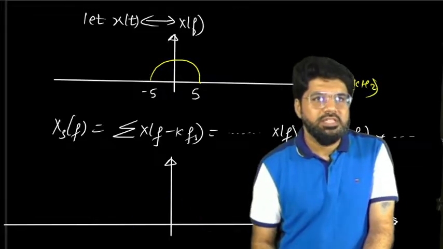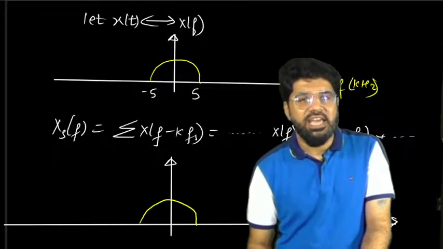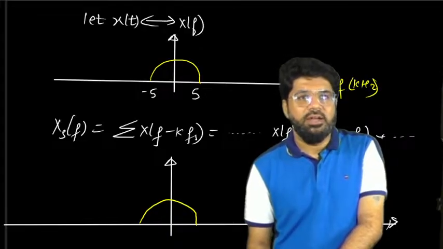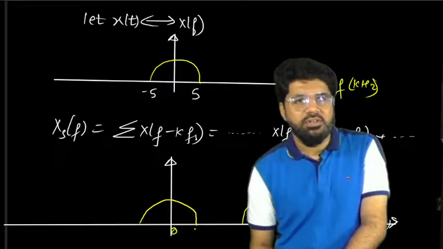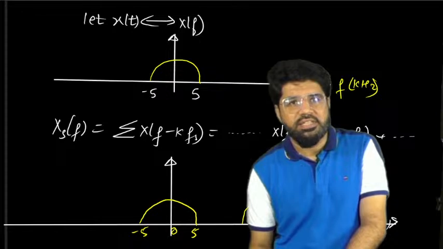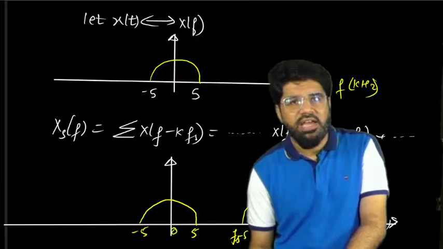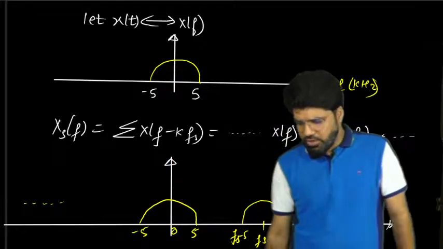Not only this X(f), but what will also come is X of f minus fs, right shifted. Right shifted by how much? Right shifted by fs. If this is centered at 0, this is 5, this is minus 5, this will be centered at fs, and this is going to be fs plus 5, and the left point will be fs minus 5, and so on. They will be twice left shifted and twice right shifted. All the versions will be there.